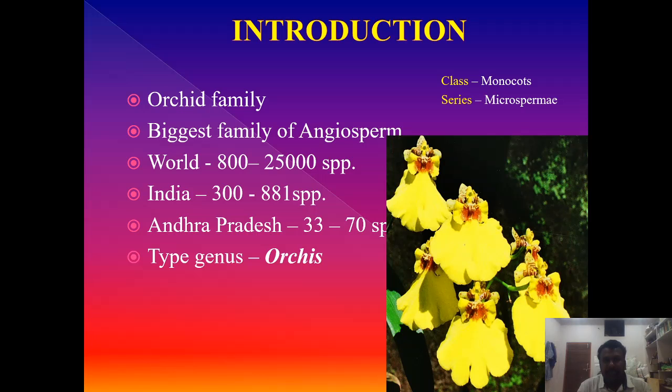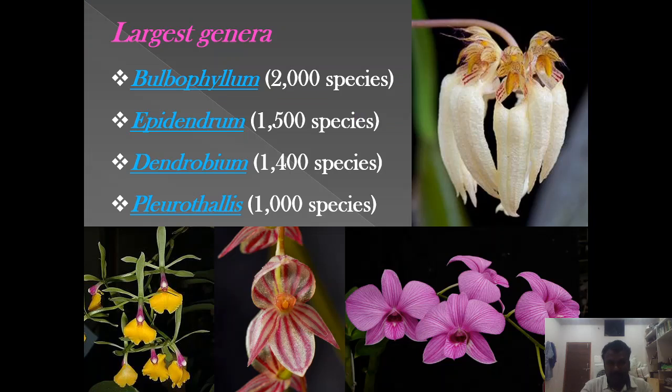This is the biggest family of angiosperms, with 25,000 species belonging to 800 genera. In India, we have around 900 species belonging to 300 genera. In united Andhra Pradesh, there are 70 species belonging to 33 genera. In Telangana, we may have around 30 species belonging to 10 genera. The type genus of this family is Orchis.